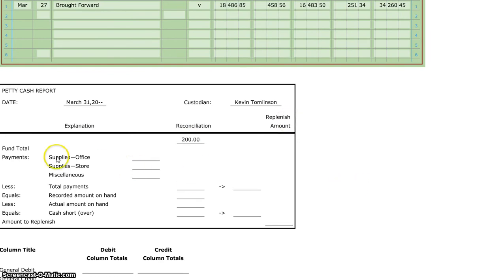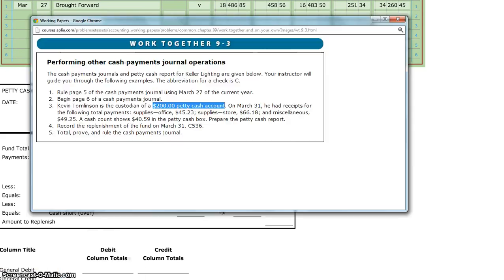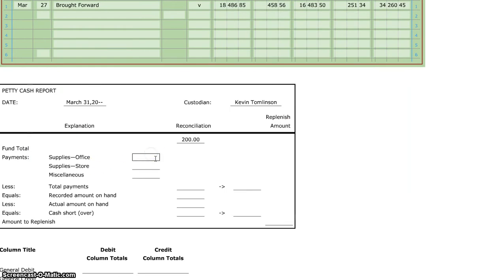Okay, now we've listed our individual amounts here, which we had in our directions, and you're going to simply put that in the order that you saw. So for office supplies, we had $45.23. For store supplies, we had $66.18. And for miscellaneous, we had $49.25.